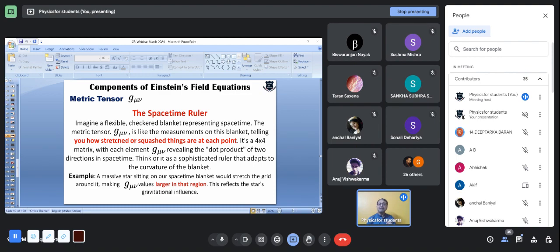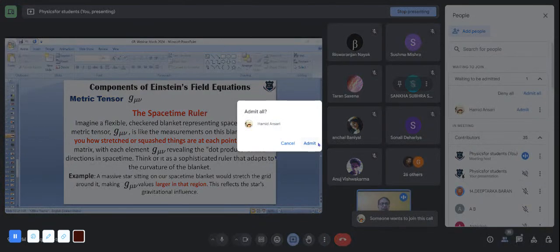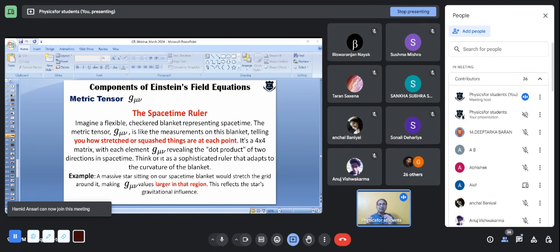Okay, imagine this to be a space-time ruler. That means there is a blanket. Just try to imagine, again, it is abstract. There's a blanket, and the metric tensor g mu nu is like a measurement on this blanket. That means how much stretched it is, if you stretch the blanket, how much squashed it is, and what are those things which are moving around on the blanket. It is called a space-time ruler. It is measuring the amount of stretching or squishing or whatever is happening. That is the metric tensor. I know that this is not very clear, but I will send you a very detailed video on that.